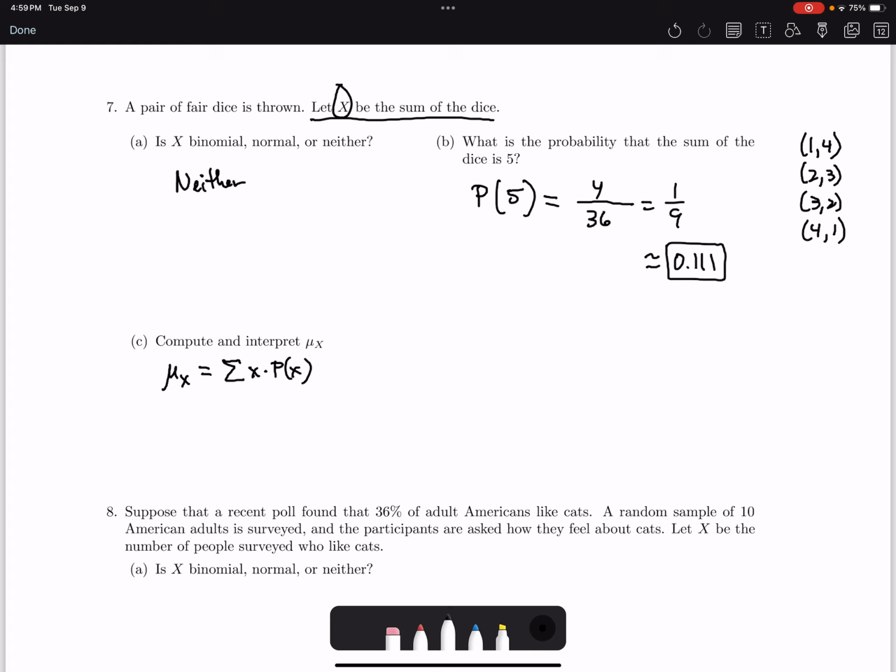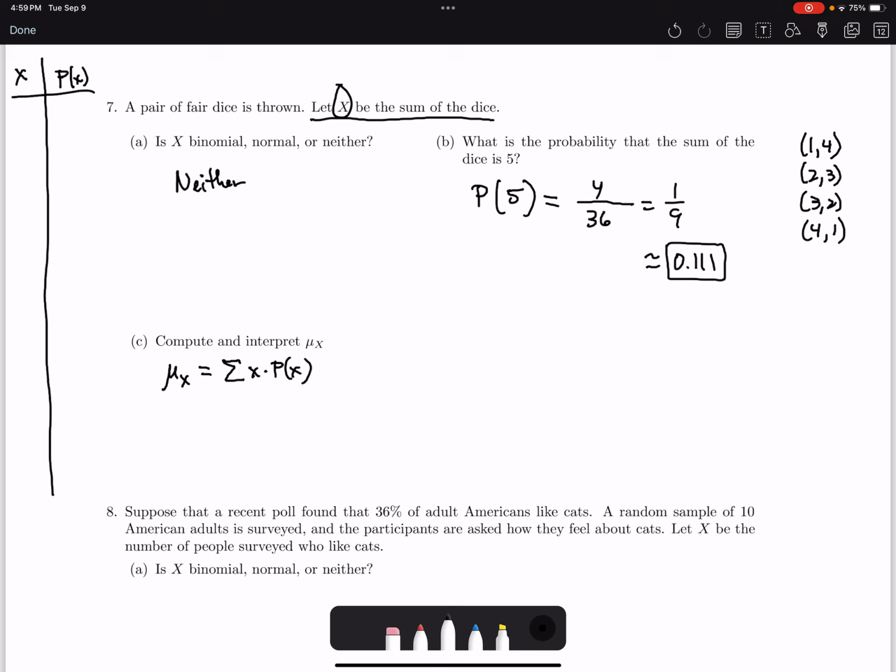In order to do that, I think it's going to be best if we actually list out all of the possible values together with their corresponding probabilities. So I'm going to try to squeeze this into the left margin, and I'm going to make a little chart.